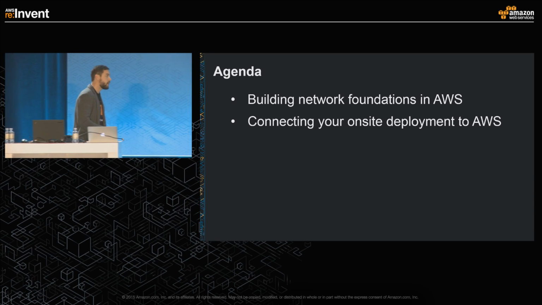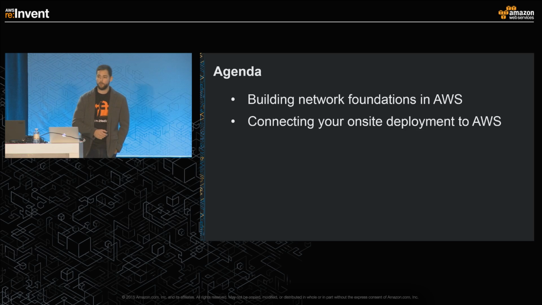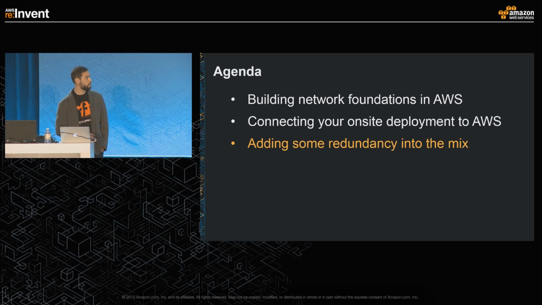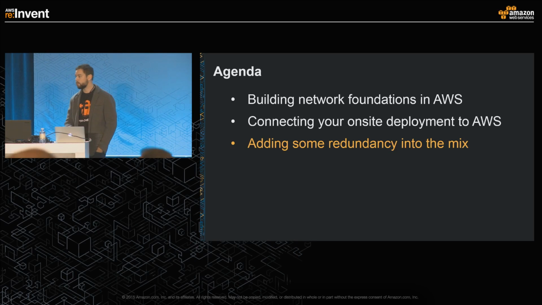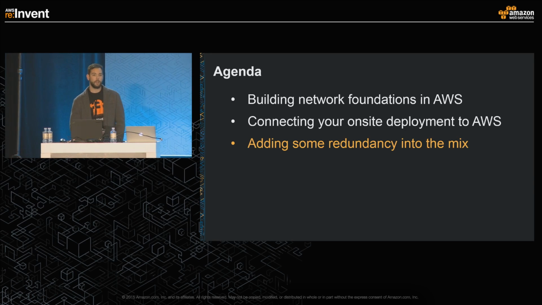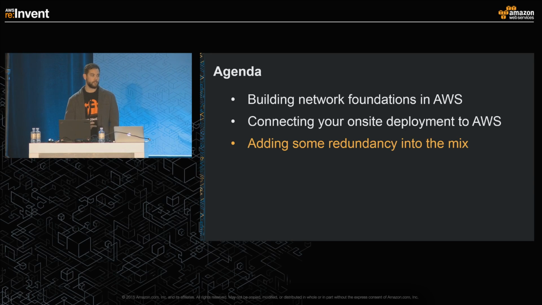Next, we're going to talk about connecting your on-site deployment to AWS using Amazon Direct Connect. I'll focus primarily on Direct Connect, but I'm also going to talk about VPN. VPN's a really important way to back up your Direct Connect if you've only got a single Direct Connect link. So I'll talk about that and also jump into some configurations on how you can configure VPN as a backup. After that, we'll add some redundancy. So not only will we use VPN as a redundant connection, we'll also use a redundant Direct Connect.